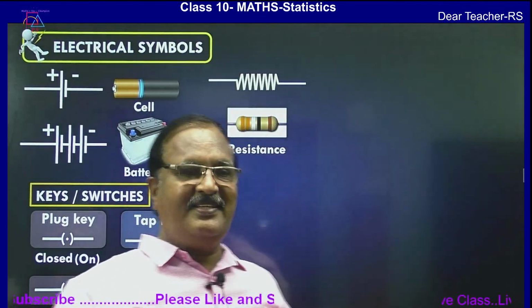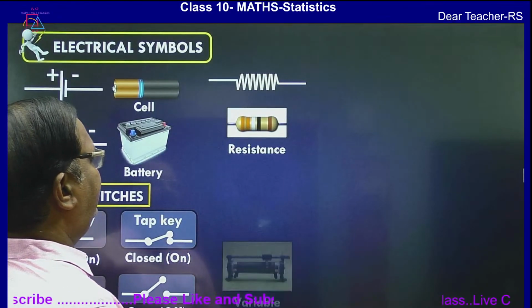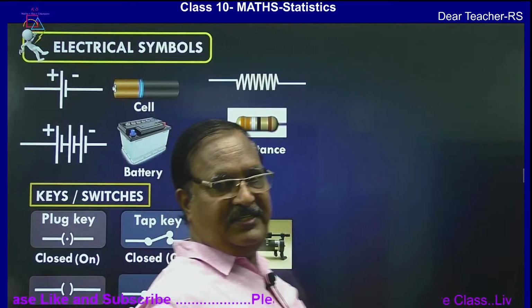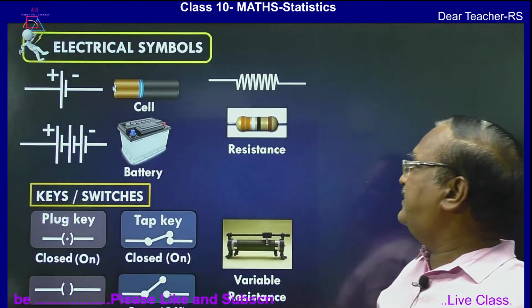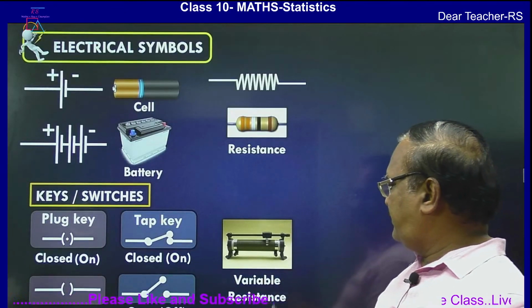Okay, that is the symbol for resistance, right? And variable resistance, this is only fixed resistance and this is called variable resistance.